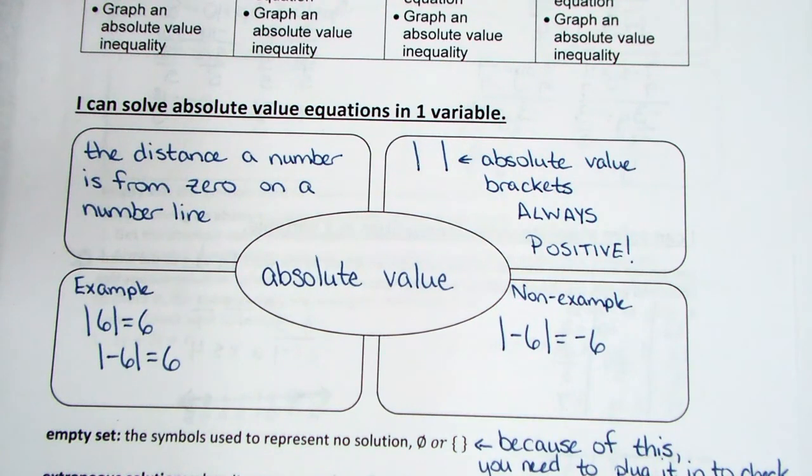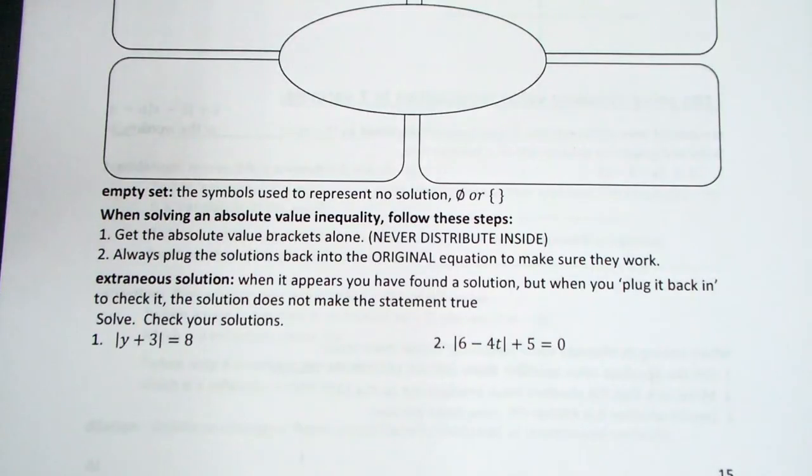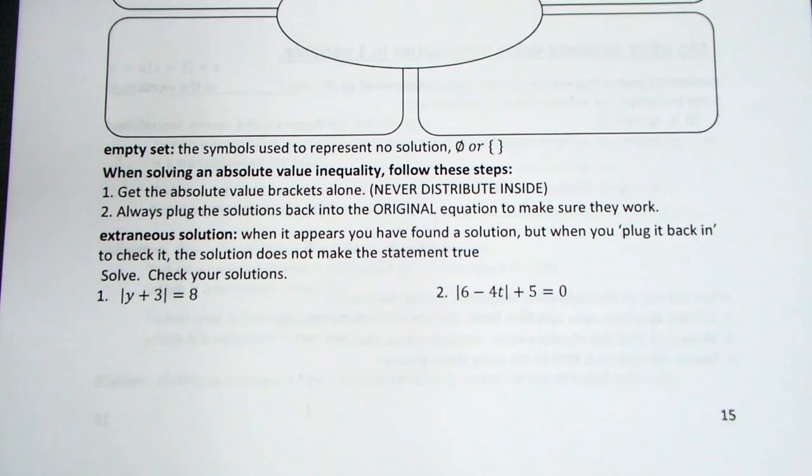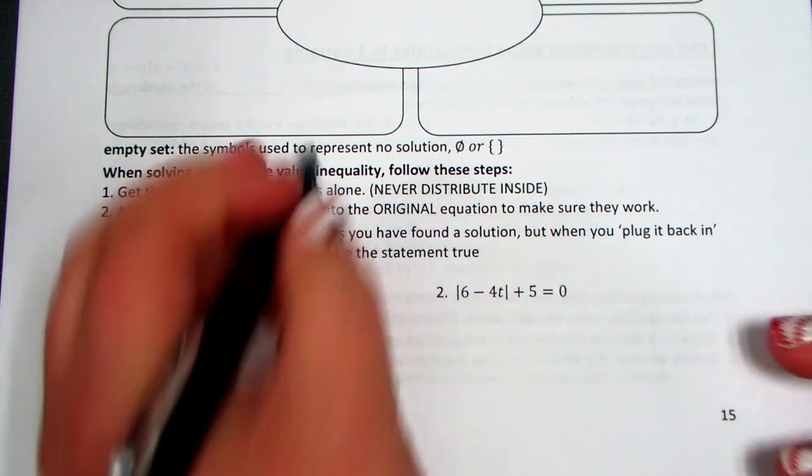Let's do some examples. So when solving an absolute value equation, we need to always get the absolute value alone first. So we need to make one little fix in our notes here. You may or may not have the version of notes that has this error, but this should say equation.